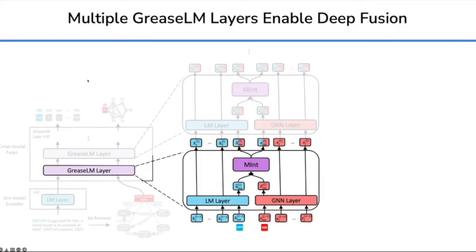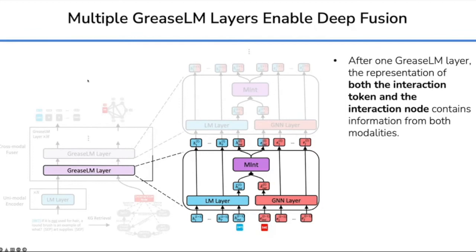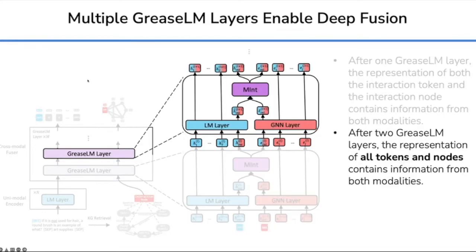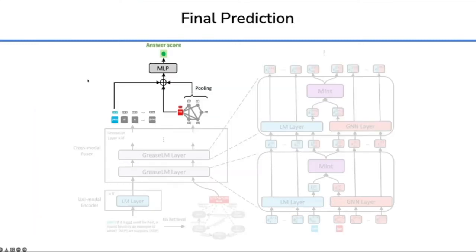Crucially, we stack multiple GreaseLM layers on top of each other. After one GreaseLM layer, the representation of both the interaction token and the interaction node contains information from both modalities. After two GreaseLM layers, the representation of all tokens and nodes contains information from both modalities, which leads to deep fusion. Language representations and graph representations can be taken at the end to answer the question.